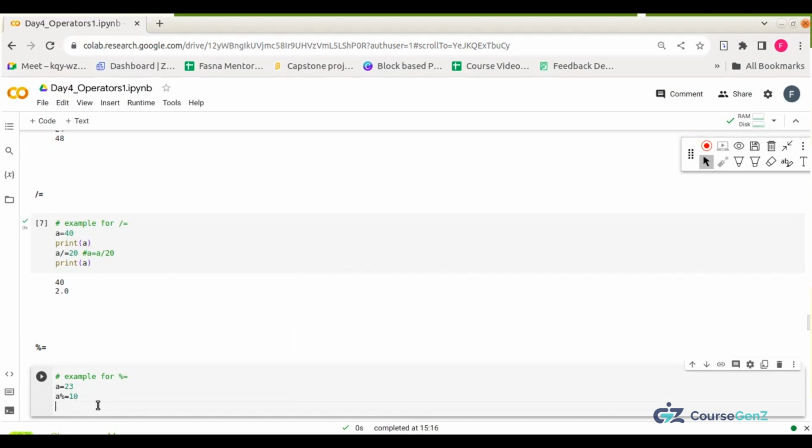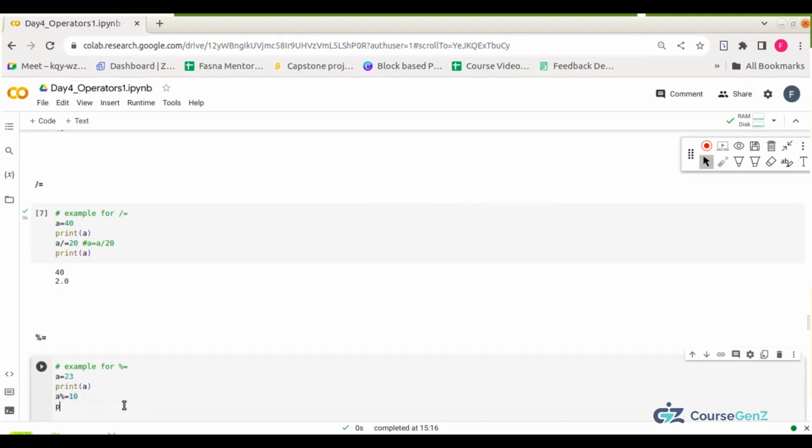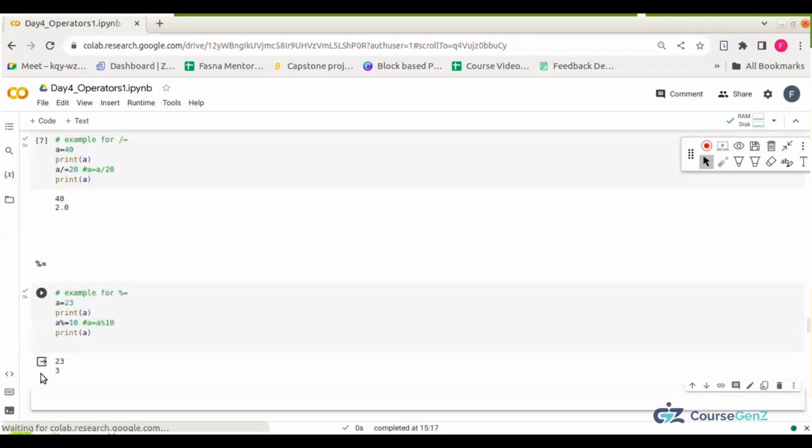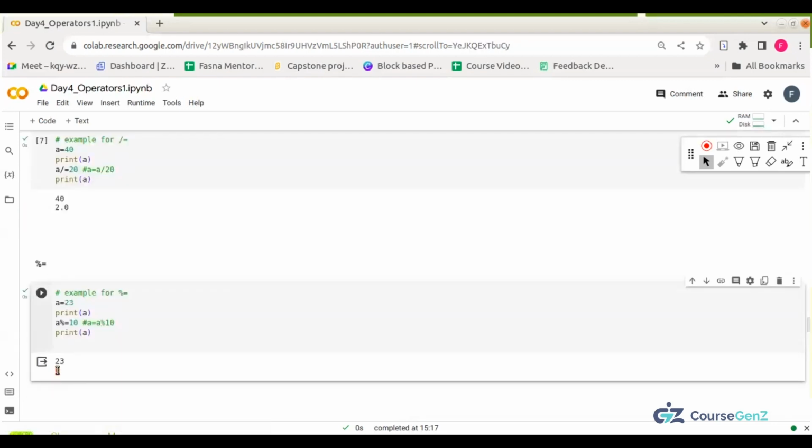Then what can we do? Very good. We have to print A here. Yes, we have to print A here. After which also we have to print A. So how can we write this? How will it be? Yes, A is equal to A modulus 10. Very good. So the remainder will be 3.